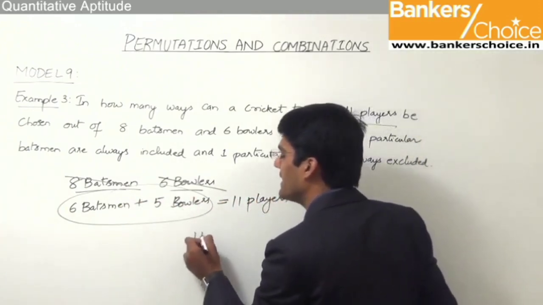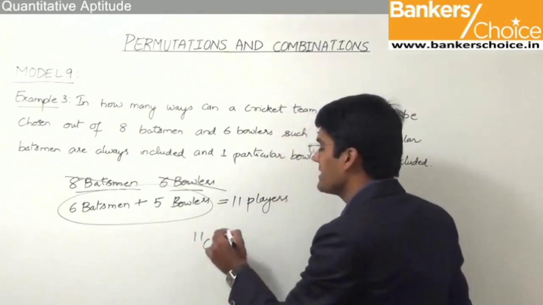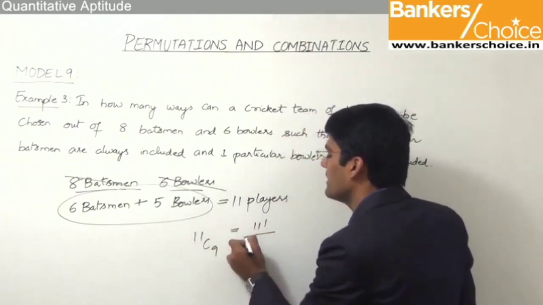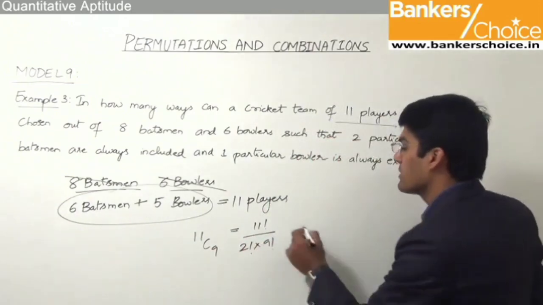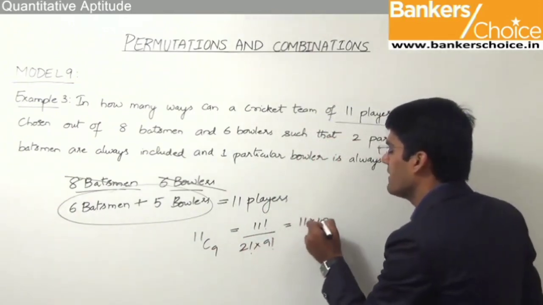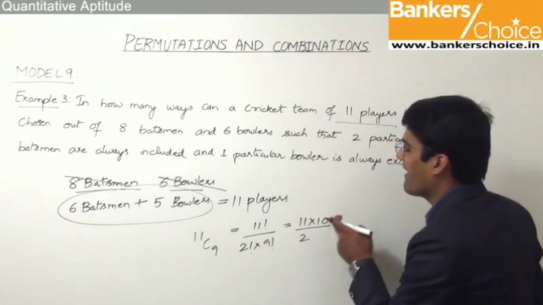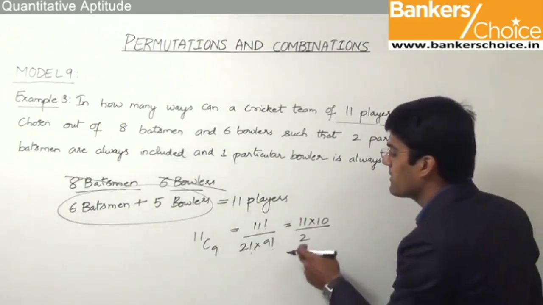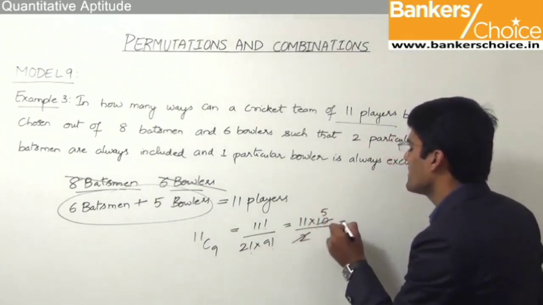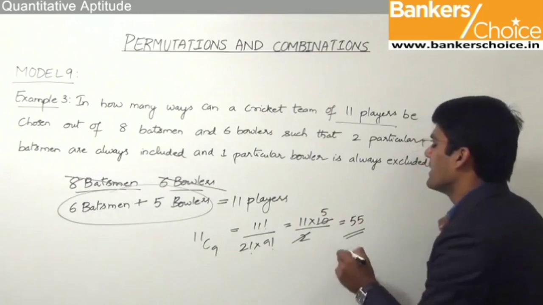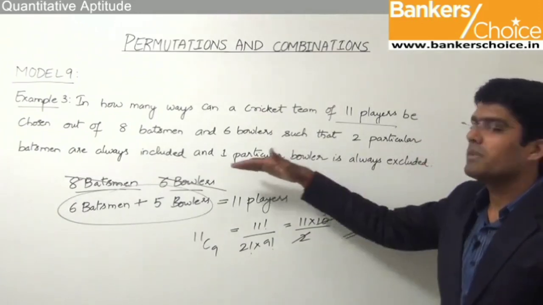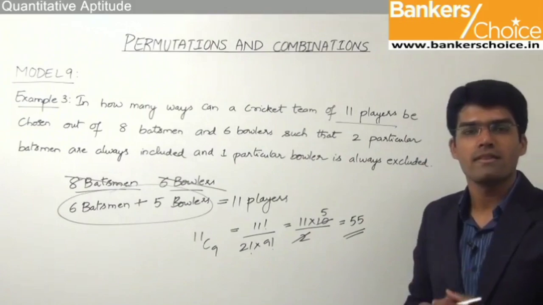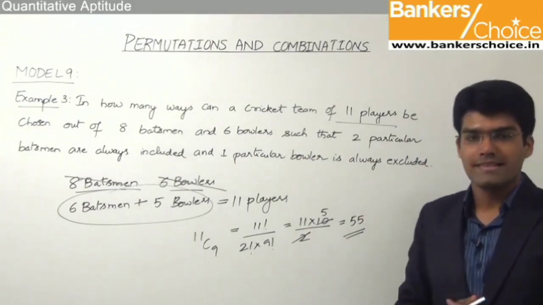So that can be done in 11C9 ways. 11C9 is nothing but 11 factorial divided by (11 minus 9), 2 factorial, into 9 factorial. So this will be equal to 11 into 10 divided by 2. Why? Because 9 factorial gets cancelled and 2 factorial is 2. So this goes 5 times and we can say the answer is 55. That means there are 55 ways in which a cricket team of 11 players can be selected given this condition, that is, 2 batsmen are always there and 1 particular bowler is never there.